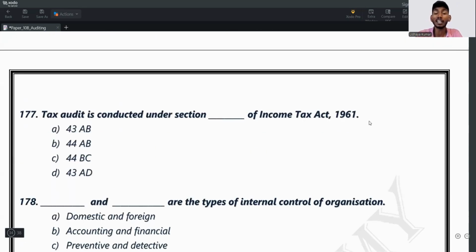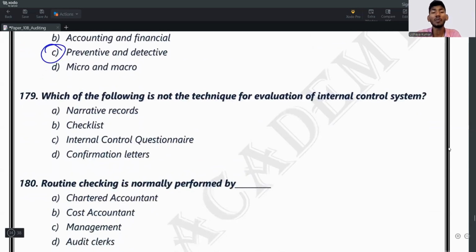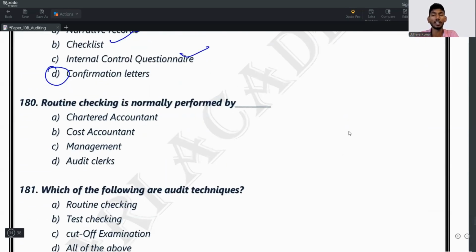Tax audit is conducted under section dash of the Income Tax Act 1961. 44AB. You must be careful with the sections. Okay, so dash and dash are the types of internal control of an organization. Preventive and detective, right? So moving to question number 179, which of the following is not a technique for evaluation of the internal control system? We use narrative records, checklist, internal questionnaire, but there is no term called confirmation letter, right? So which is the right option here? Okay, it's not a technique for evaluation of the internal control system.